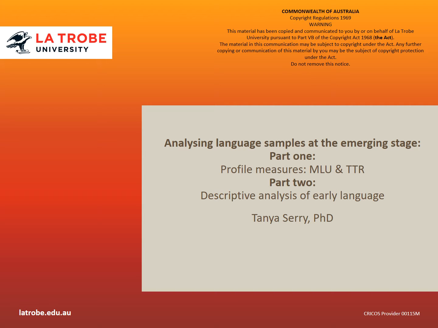MLU stands for mean length of utterance, TTR stands for type token ratio, and these are referred to as profile measures because you end up after the analysis with a profile number, and it indicates whether a child is progressing, developing as expected or not. You don't end up with anything further than a number. It's nothing descriptive. So that's the point of part 2.